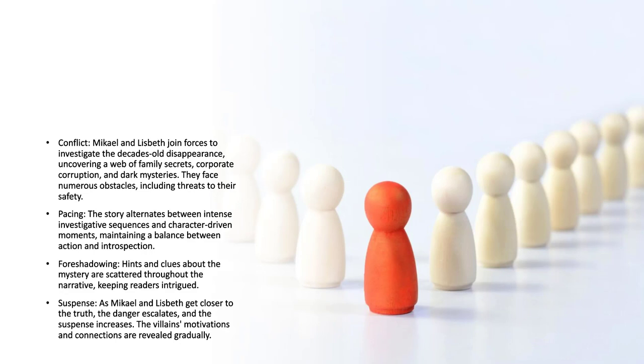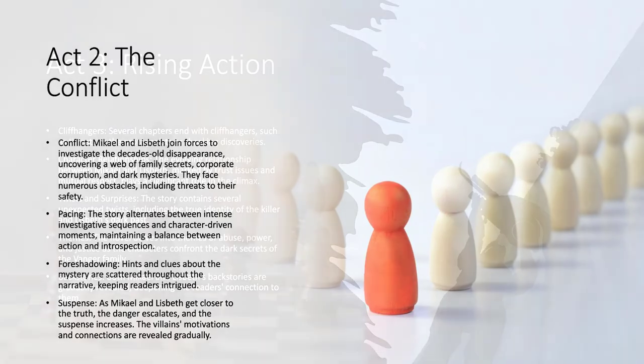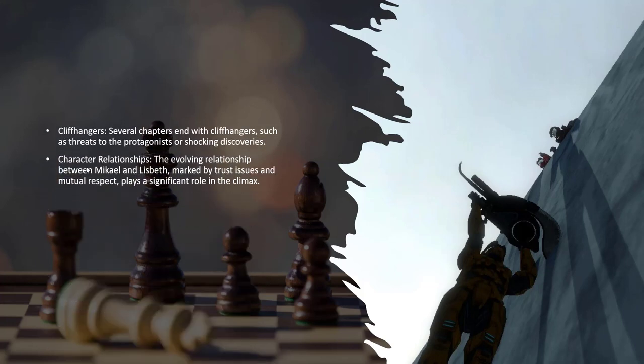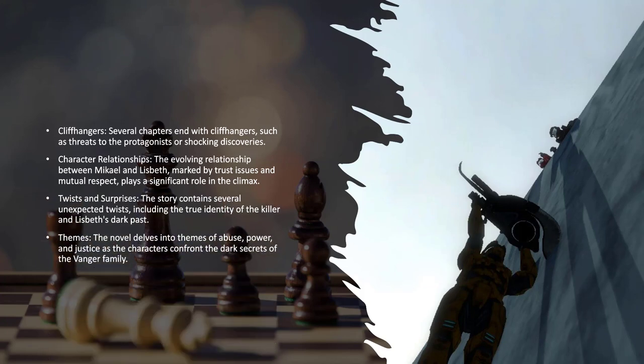The story alternates between intense investigative sequences and character-driven moments, maintaining a balance between action and introspection. Foreshadowing. Hints and clues about the mystery are scattered throughout the narrative, keeping readers intrigued. So as we head towards the climax, as they get closer to the truth, danger escalates and the suspense increases. Rising action. So now we're in rising action, in which everything gets more and more exciting.